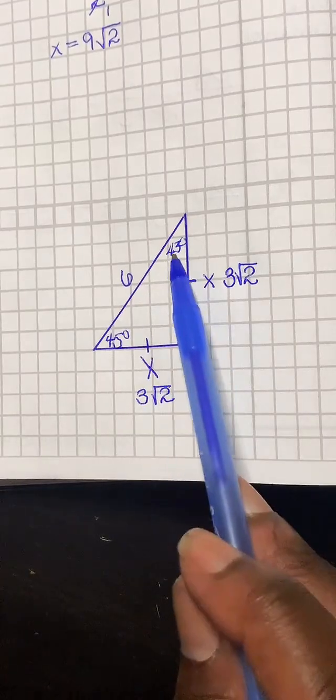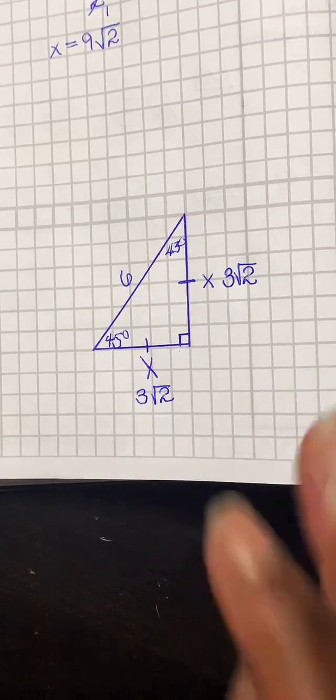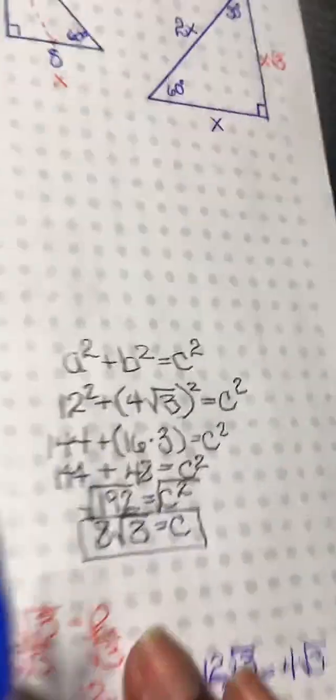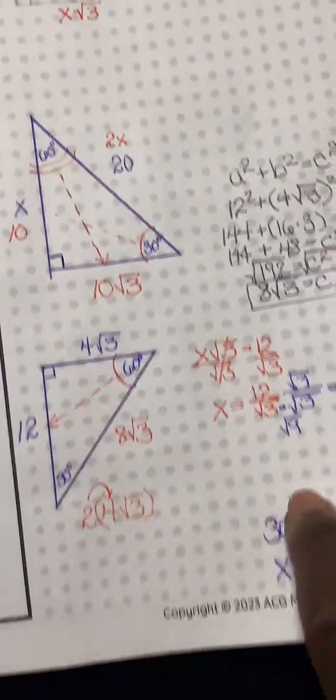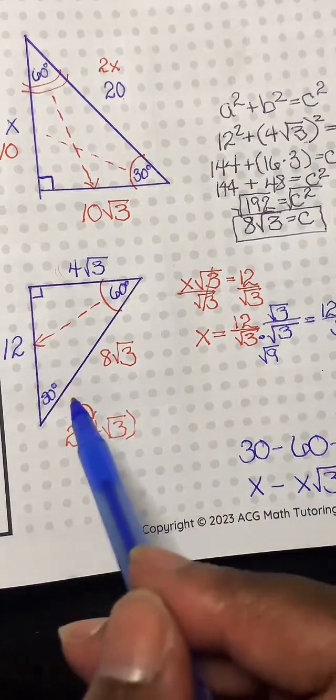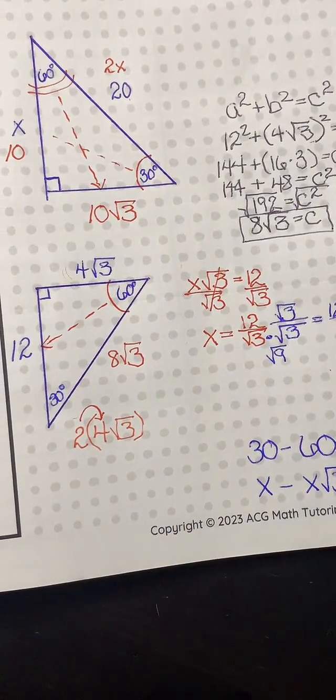But by knowing the 45-45-90 as well as the 30-60-90, you can save so much time and so much energy. And then you can spend all that extra time that you didn't spend on these problems on other problems and take it and run with it.